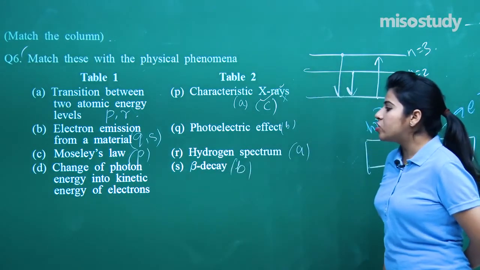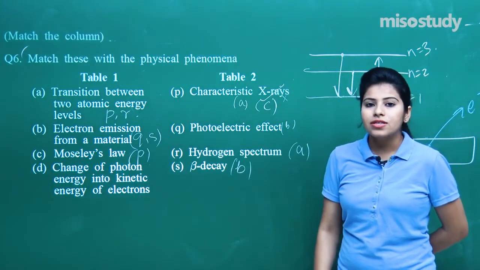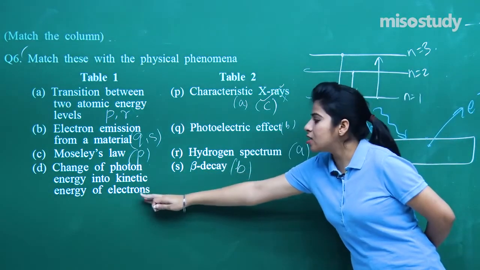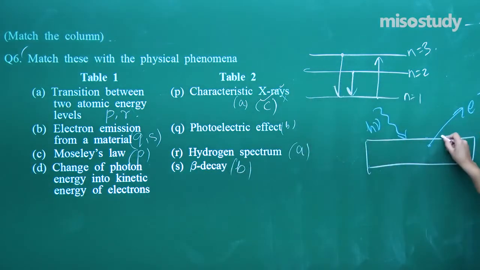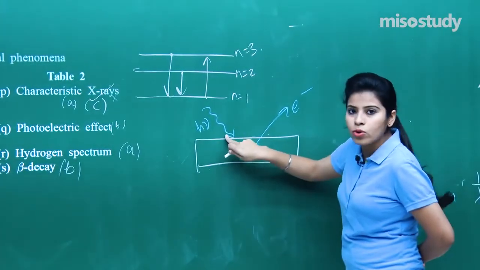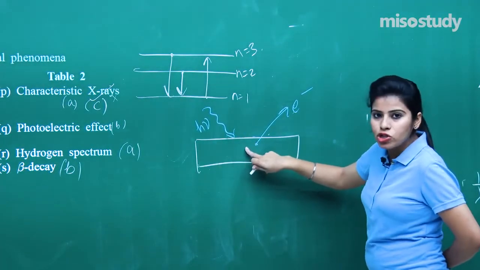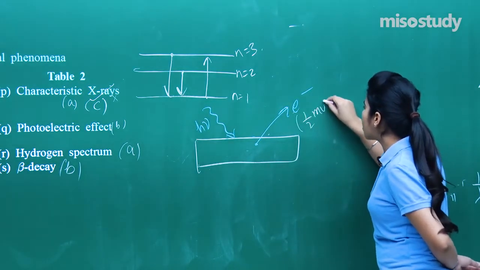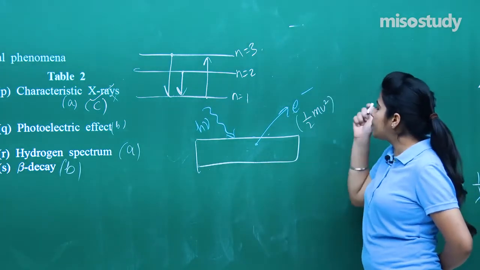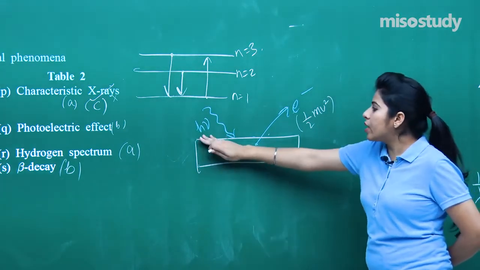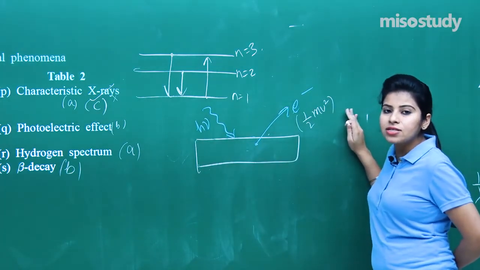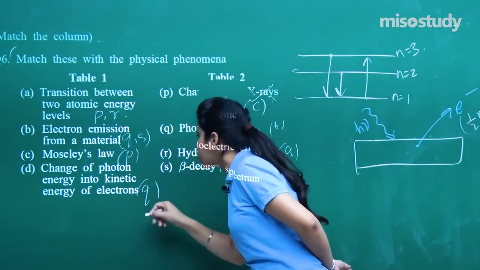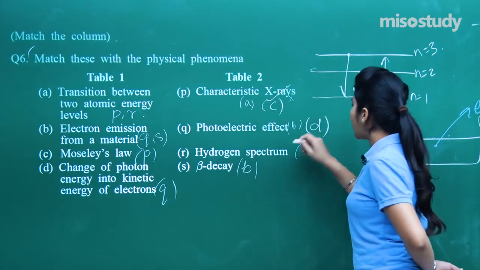Change of photon energy into kinetic energy of electrons. This happens in the case of photoelectric effect because photon energy is being converted into the kinetic energy of the electron. This was the photon, h nu, and because of this h nu, the electron is being emitted out with the energy that is half mv square, or you can say hc by lambda. So that means photon energy has been converted into kinetic energy. This happens in the case of photoelectric effect. That means only Q option is correct for this. So we can write over here as D and Q.